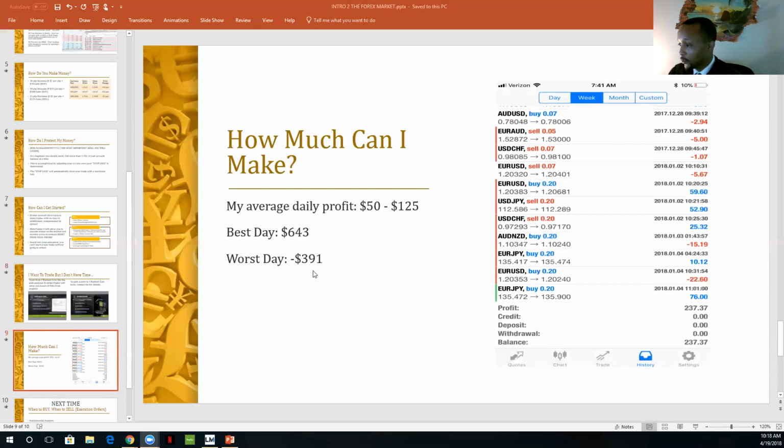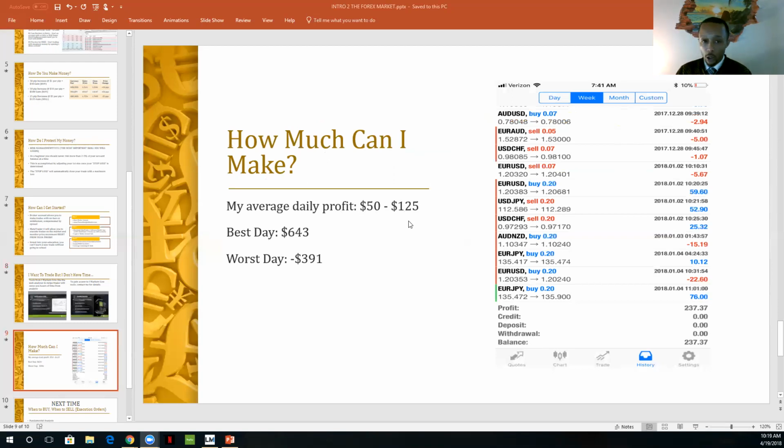Worst day was $391, probably trying to be a little too aggressive. I normally won't risk more than 5% of my balance. And then I was definitely still in the early education stages. So when you make money early in your trading career, you actually want to be more careful versus more aggressive, because there are a lot of opportunities to make mistakes. And then on a daily average, anywhere between $50 and $125 in profit.